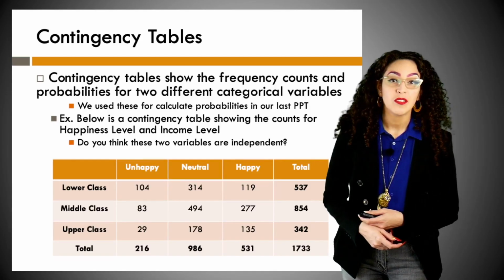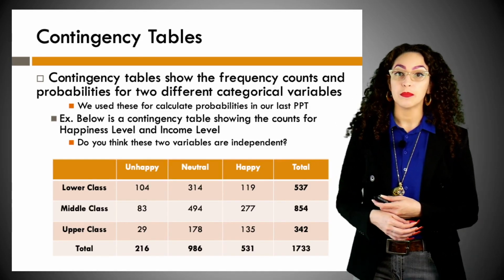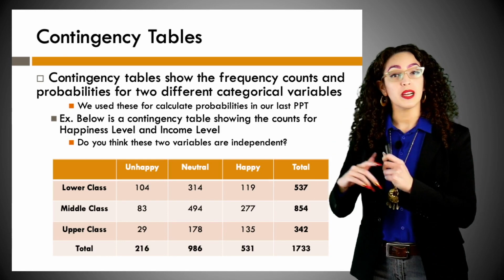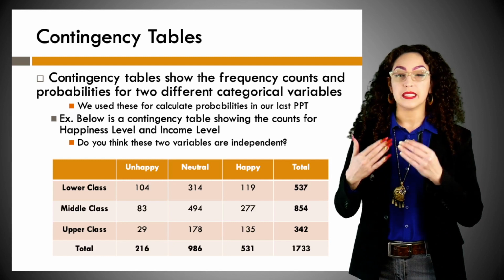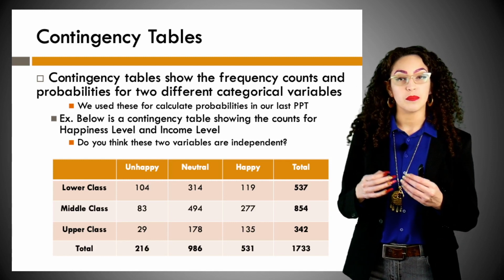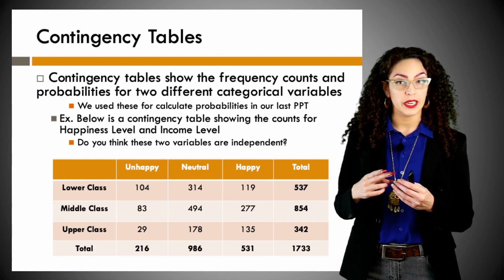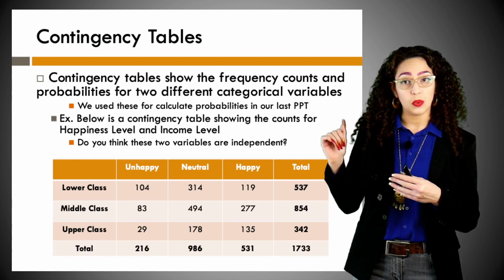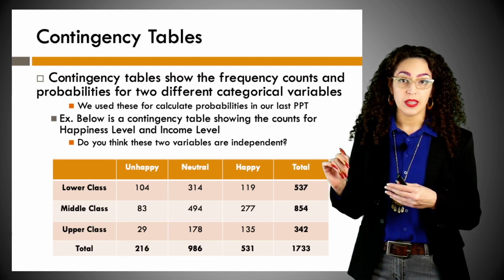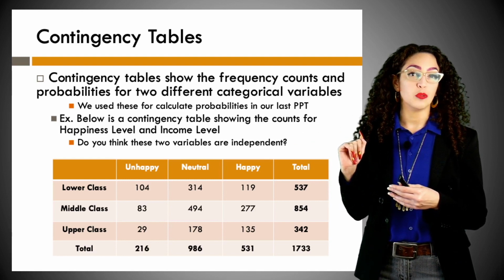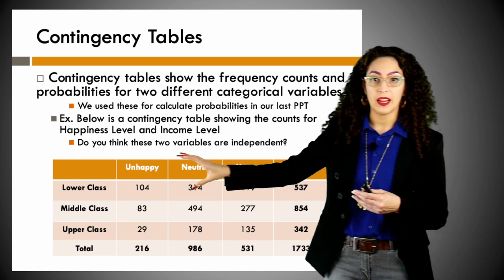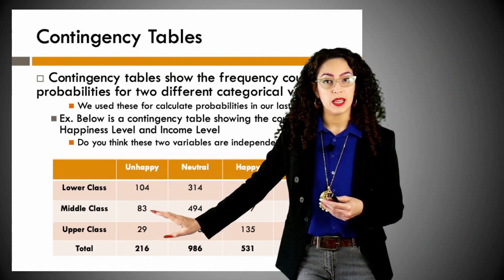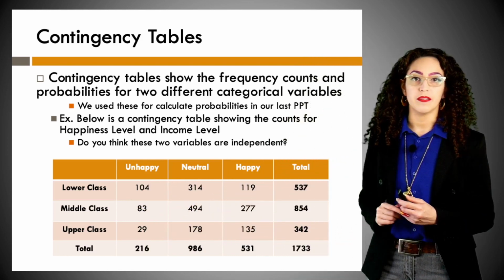Contingency tables. Again, we have already looked at some contingency tables. You remember there's different types of probabilities. We're going to use all that to do some chi-squared tests. So remember, a contingency table shows the frequency counts and probabilities for two categorical variables with multiple levels each. Below is the contingency table showing the counts for happiness and income level. Do you think these two variables are going to be independent? So here we have unhappy, neutral, and happy. Then we have lower class, middle class, and upper class and their corresponding values.